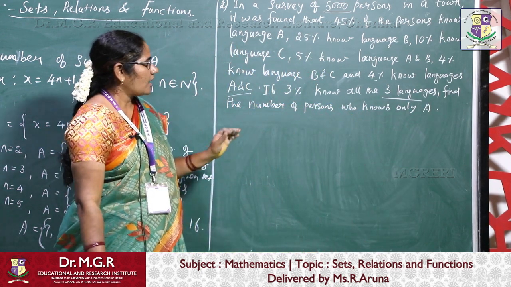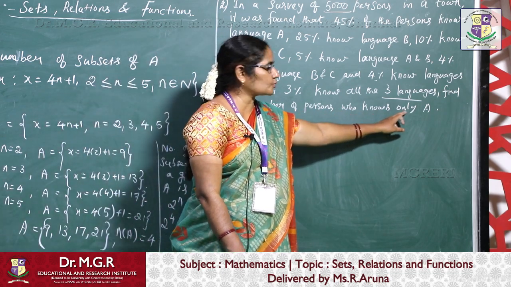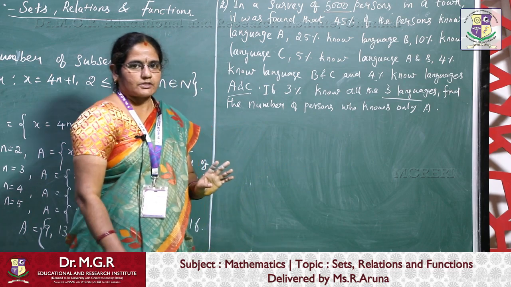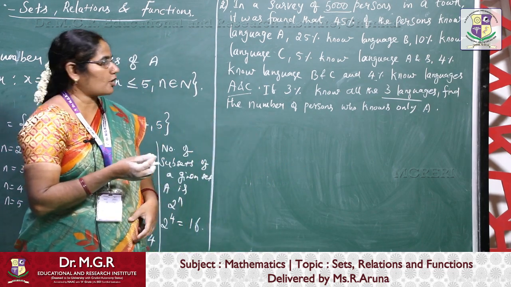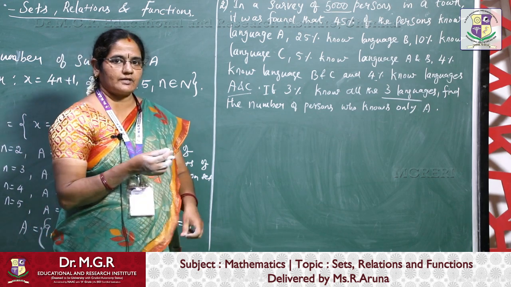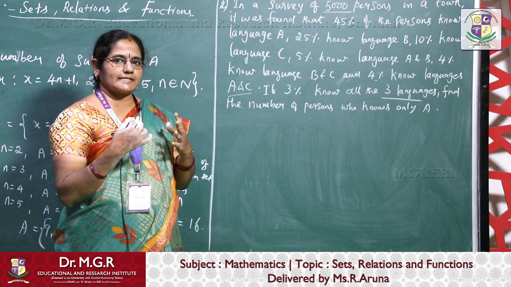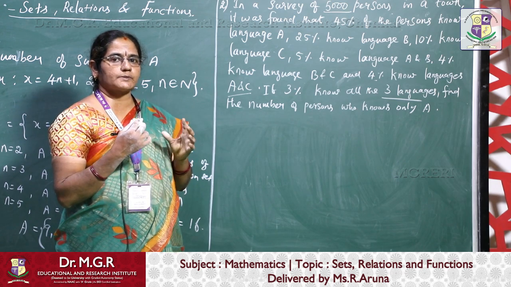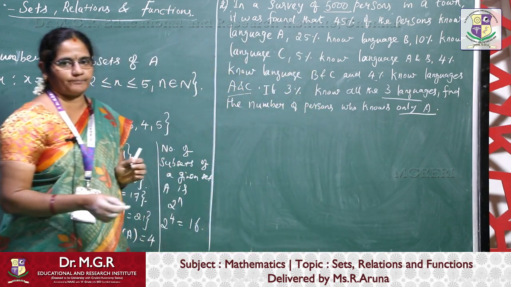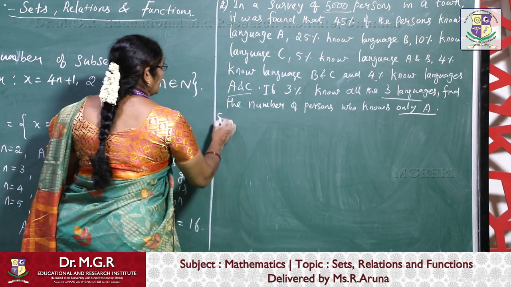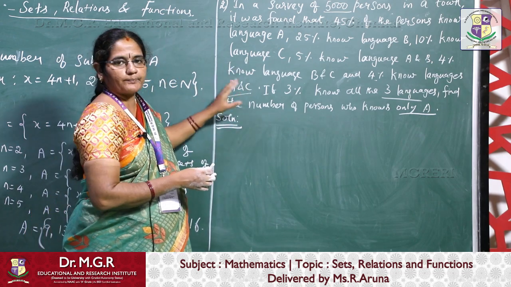Now our task is to find the number of persons who know only A. Here all the possibilities of sets have been given. Among this given information, we have to extract and find the exact number of people who speak only A. This only A is our task. Now we can write the notations for this word problem.